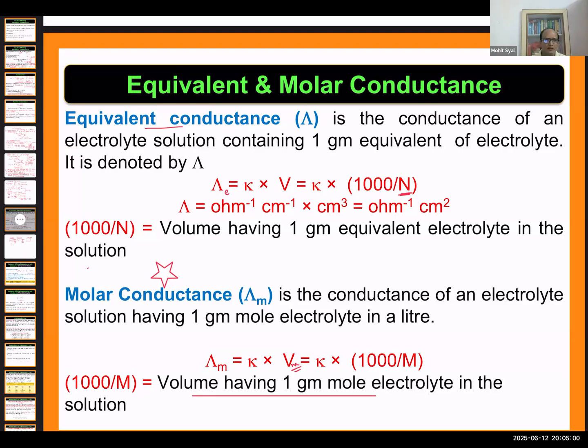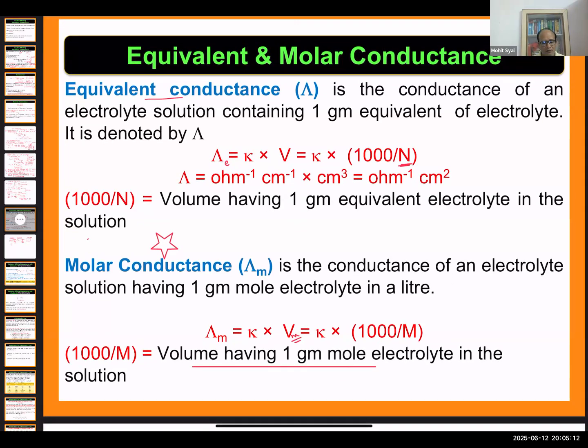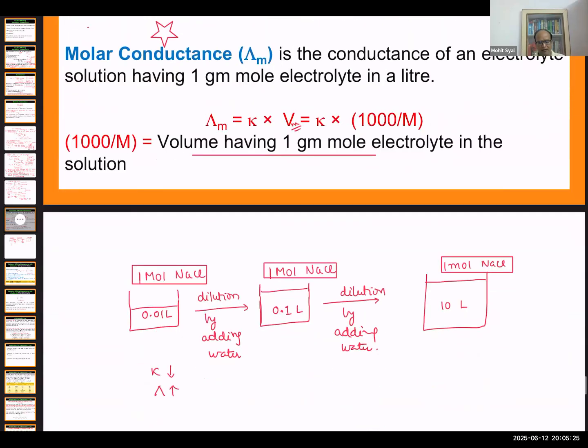Molar conductivity, or molar conductance, is the specific conductance into 1000 by molarity. Okay, that's what we had seen in the last class. So we have seen that the molar conductance is basically kappa into total volume in which the 1 mole is present. Kappa into 1000 by molarity. That's what we have seen.